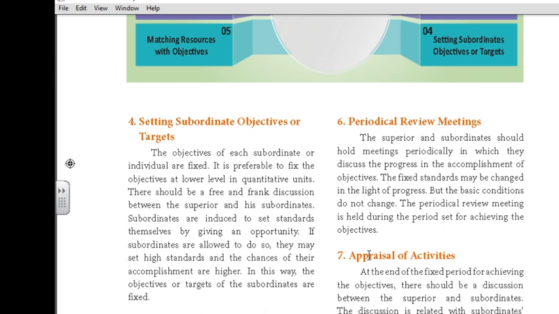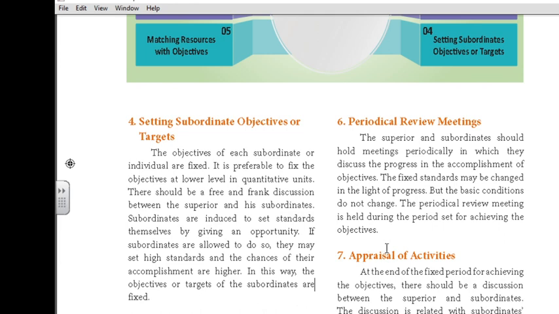They should hold a meeting periodically and discuss the progress of the objectives and the standards. The fixed standard may be changed but conditions may not be changed. The periodical review meeting is held during the period of achieving the objectives. அதான் அந்த வேலையை முடிச்சதுக்கு அப்புறமா இந்த ஒரு மீட்டிங் ரிவ்யூஸ் போட்டோம்னா we are able to analyze the positive and negative things.